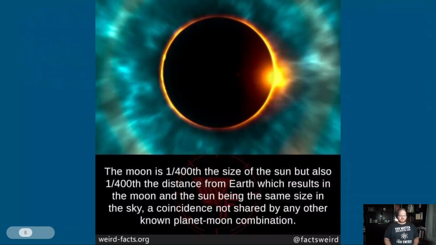Now, this relationship of ratios in terms of sizes is actually what allows us to get total solar eclipses, because the moon is 1/400th the size of the sun, but it is also 1/400th the distance from the Earth, which means that when it lines up with the sun, that ratio relationship between distance and size allows it to completely block out the sun, and we get those total solar eclipses.